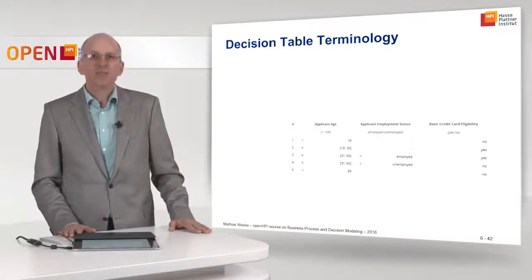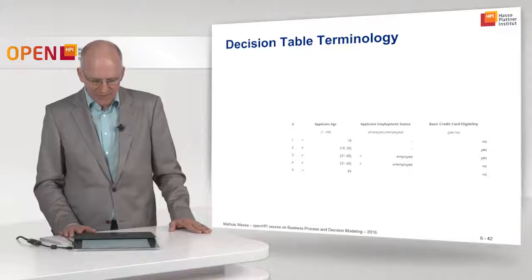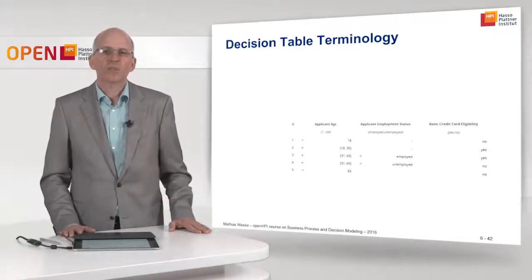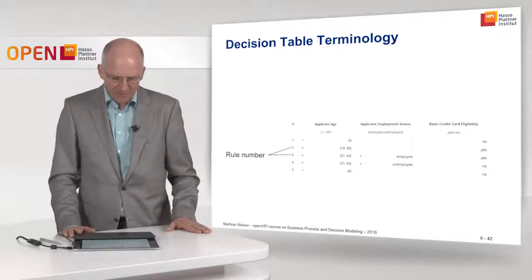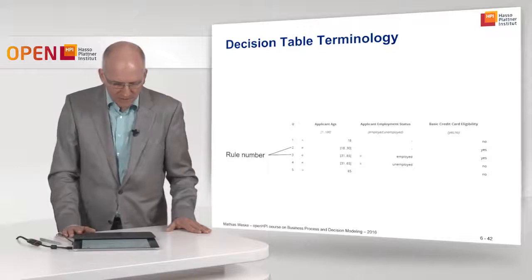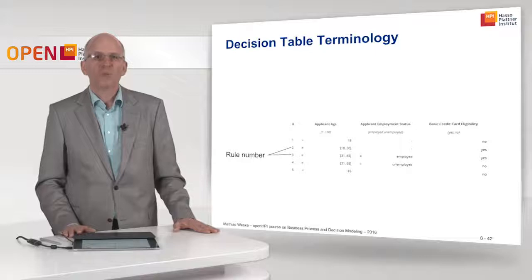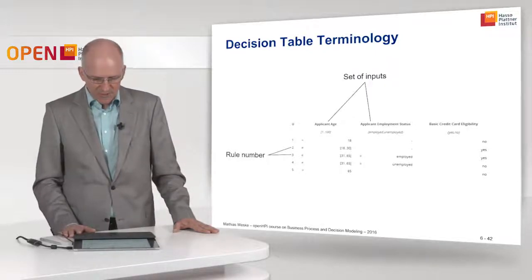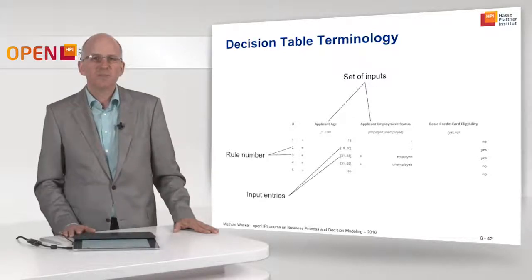This slide provides an overview of the decision table terminology. The concrete values here are not so important. I just used one of the tables that we are using in this course anyway. Here we have the rule numbers. So this table has rules 1 through 5, and in the first column there are the rule numbers. Here we have two input sets, which is applicant age and applicant employment status.